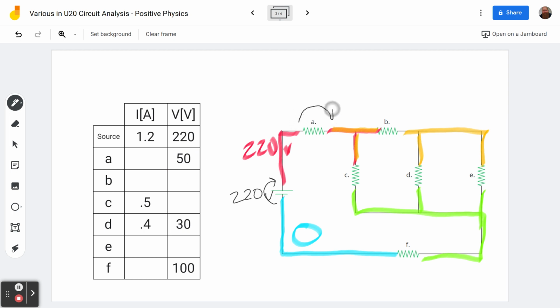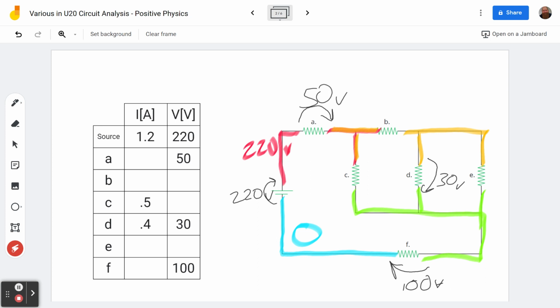So across A, we're going to be losing 50 volts. That 50 volts isn't being lost. Remember, it's turning into light and heat, or whatever this resistor is doing, probably light and heat, or at least heat. Then we see that we've got D at 30. So let's go ahead and draw that in. As it goes from yellow to green, it's going to lose 30 volts across D there. And finally, we have F at 100. So over here at F, we see the energy changing by 100 volts. And remember, when I say energy, I mean energy per coulomb.